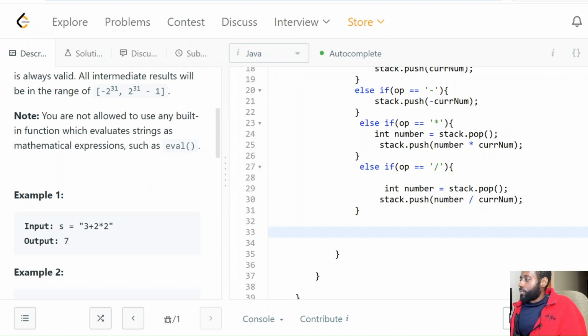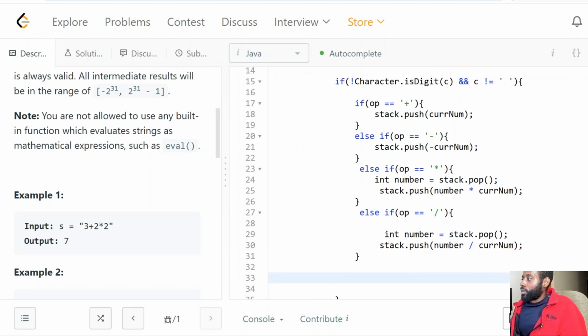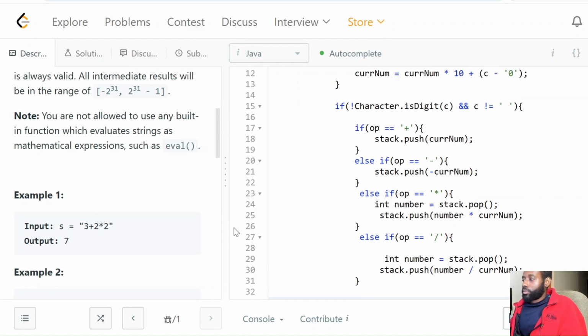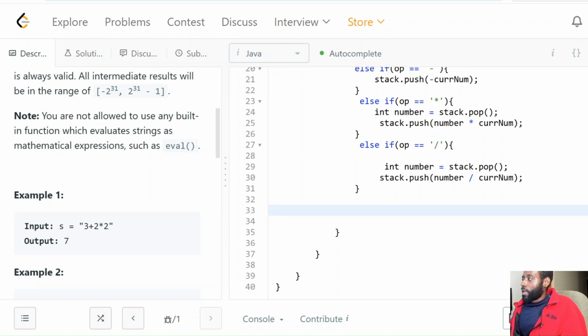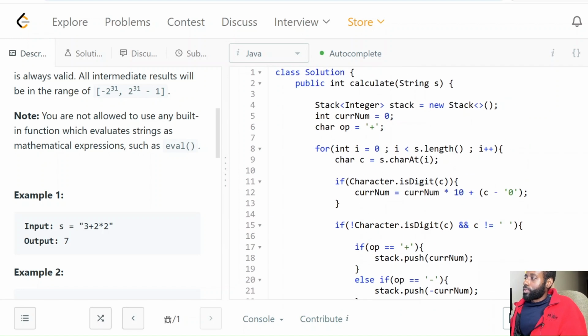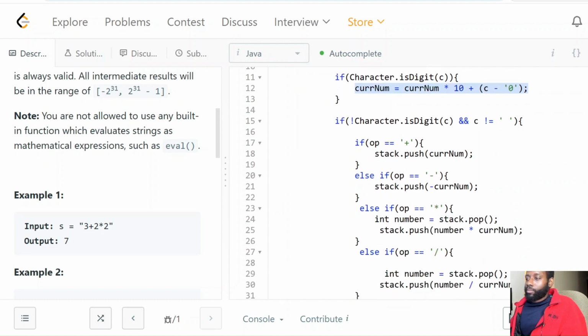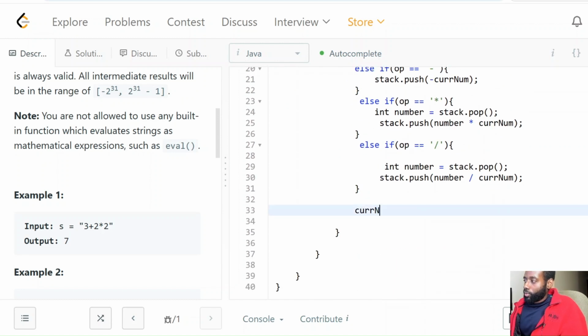So now that we've operated and processed that, we're going to need to reset current number. Current number has already been taken care of, so the next time it encounters a new number, it needs to start off fresh. Because if we don't do that, it's going to mess up the calculation here, guys. So to start off fresh, we reset our current number to 0.